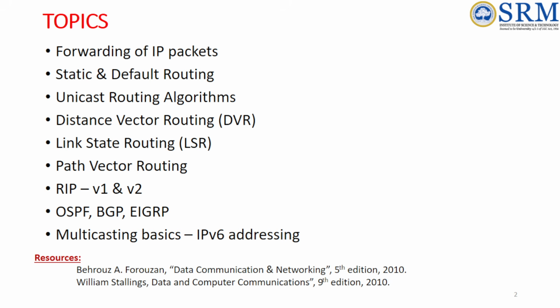The seventh one is RIP, version 1 and version 2. RIP stands for Routing Information Protocol. This is a real deployed protocol that implements distance vector routing. The V1 and V2 tell us we will study both of its historical versions and the differences between them. And the next one is OSPF, BGP, EIGRP.